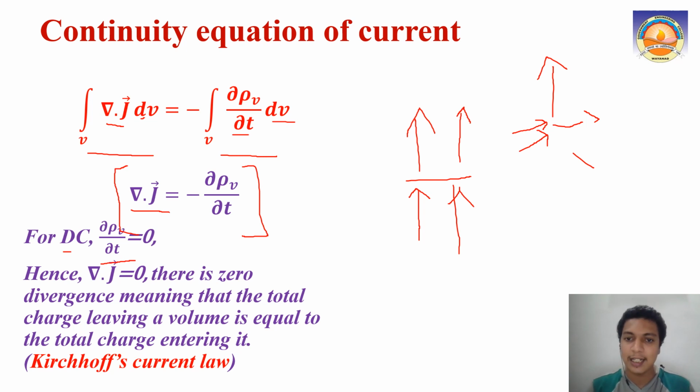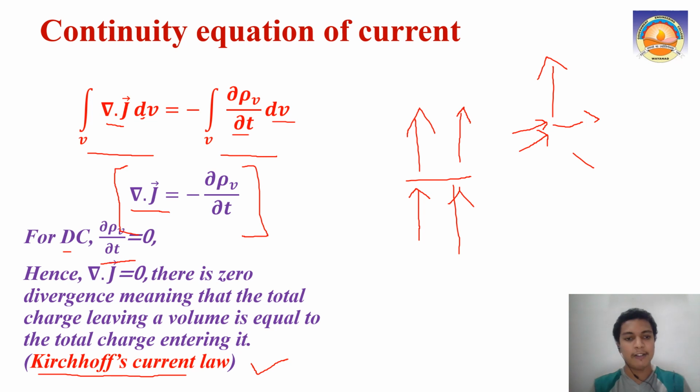Whatever is coming here is going out, right? That is what we usually say as Kirchhoff's current law. Kirchhoff's current law states that whatever current is coming into a junction, the same is leaving, right? So that is what we meant by Kirchhoff's current law also. From the continuity equation of current, we can even get to Kirchhoff's current law.